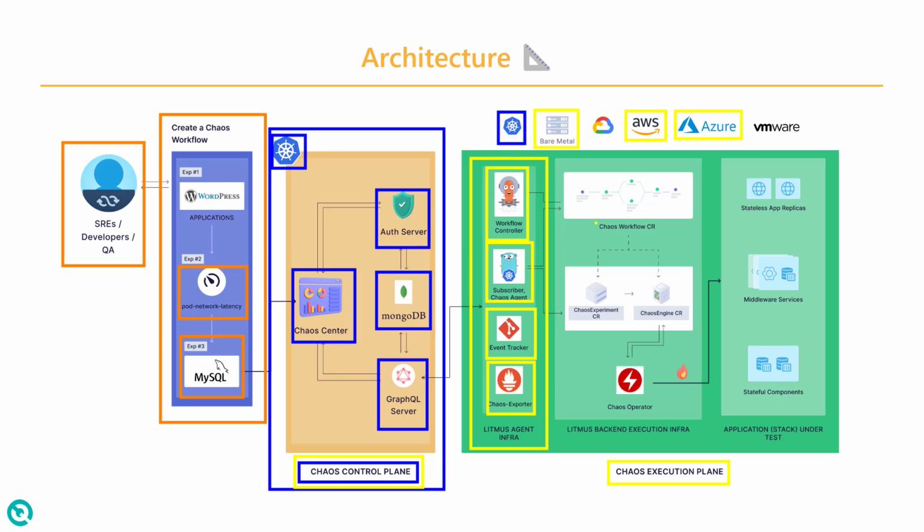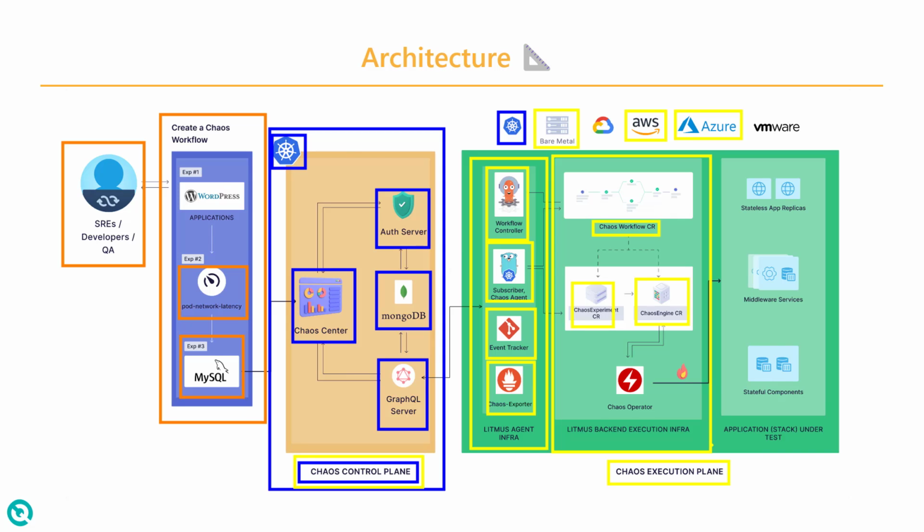utilize the Kubernetes custom resource definitions. Here you have the chaos workflow CR, chaos experiment CR, and chaos engine CR. These are the CRDs, which are basically the backbone. These CRs are very helpful, where you can define your experiments, run them, and then test the resiliency and other factors. This backend infrastructure will send a load, or whatever you define in your experiment, to the application under test.